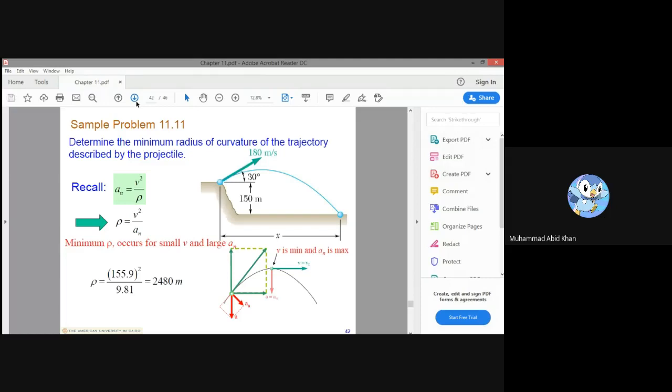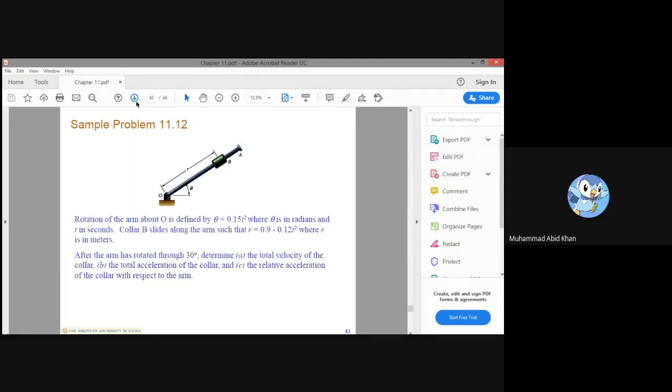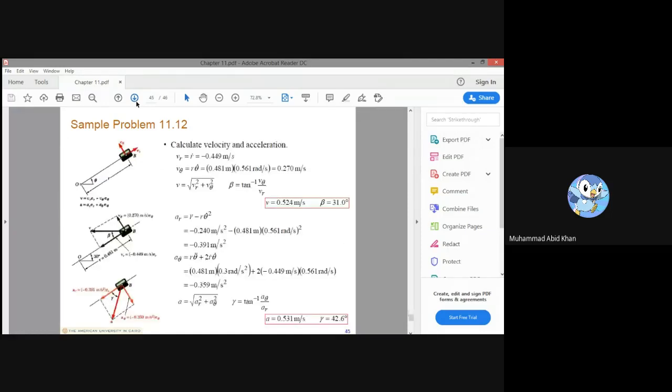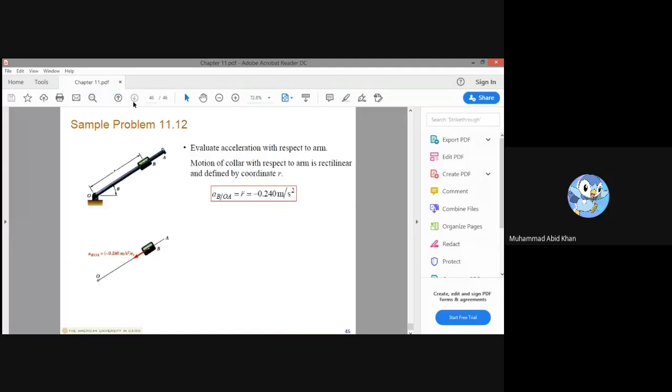Now the remaining example and solution are given. The sample problem is this one. The solution is given here as well. The equation you need to find, you need to derive it, and then you will get the answer. This sample problem is given to you, so you can get the information.